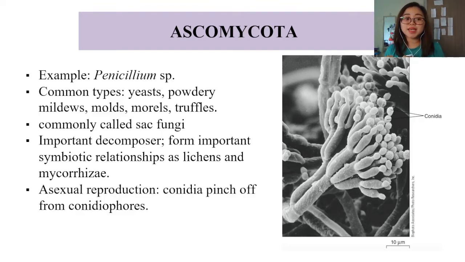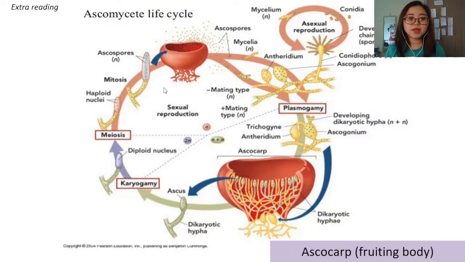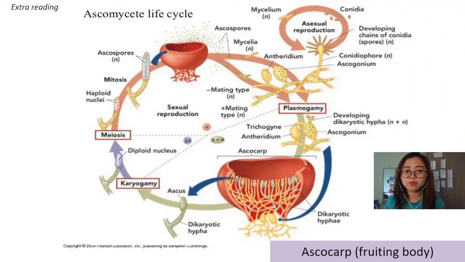They can do asexual reproduction. When it comes to asexual reproduction of Ascomycota, the conidia, which is this bit at the end here, labeled in the diagram, the conidia will pinch off from the conidiophores. Whereas for their sexual reproduction, the Ascomycota will produce ascospores that will develop in the asci. Okay, so we can see from this diagram here, this is also extra reading. You don't really have to memorize this stuff, but you can use it to try to understand where it starts.